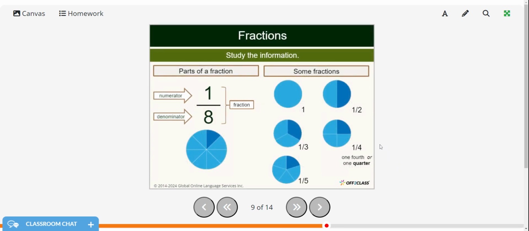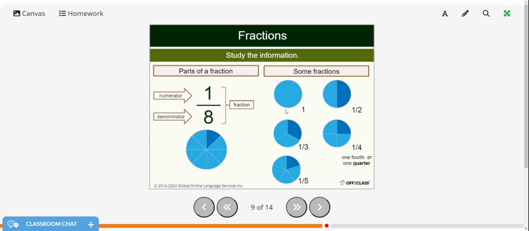Now we're going to look at fractions. So first we'll look at parts of the fraction. The top number in a fraction is called the numerator, and the bottom number is called the denominator. So this is the fraction 1/8.